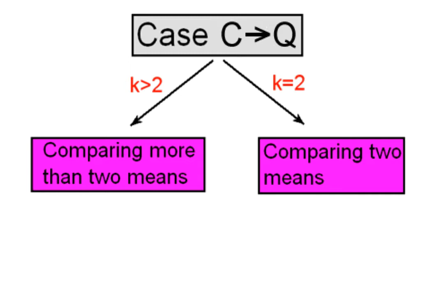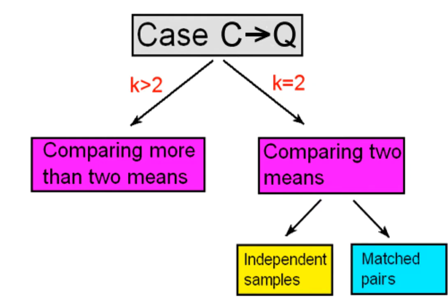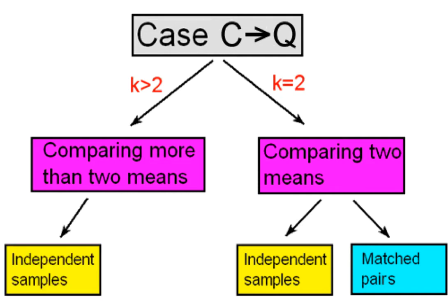When comparing two means, we further make a distinction between cases where the samples are independent and cases where the samples consist of matched pairs. When comparing more than two means, we will only deal with the case where the samples are independent.